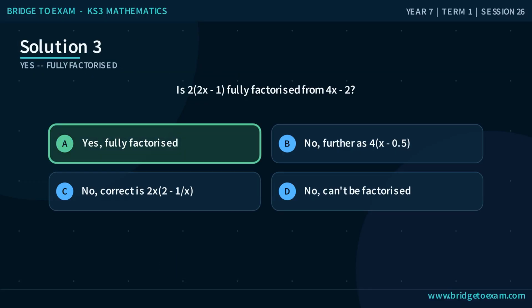Option A is correct. The HCF of 4 and 2 is 2, and dividing each term by 2 gives 2x and negative 1. So 2 times the quantity 2x minus 1 is already fully factorized.